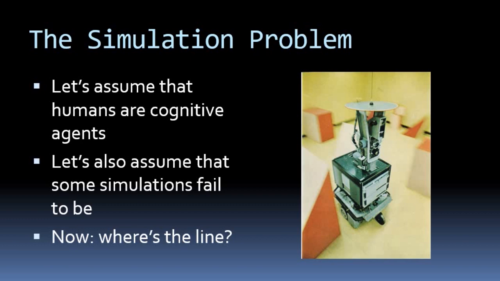Let's also assume that some simulations of intelligence fail to be real intelligence. We've got Shaky up here. I didn't feel a whole lot of energy in the room arguing that Shaky is a full-blown intelligence. Shaky was simulating some aspects of intelligence, but it was just a simulation. Shaky wasn't a full-blown reasoner. And if you think Shaky's a reasoner, we can pick some less sophisticated simulation. Eliza wasn't a reasoner, or something like that.